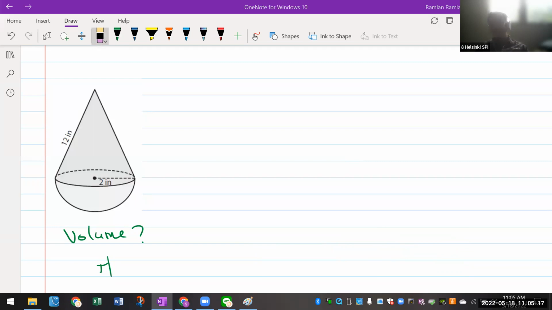Okay, the formula. The formula for what? Pi r square h. Yes, Vira. That is for the cone. Yes, it is for the cone. The formula for the cone is the one that you just wrote.